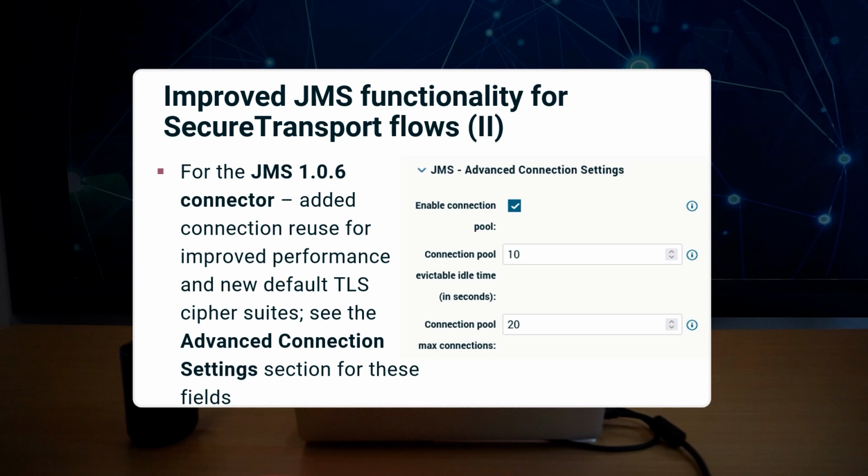For the JMS 106 connector, we've added connection reuse for improved performance and also new default TLS cipher suites. See the advanced connection settings section for these fields, which can be found in the JMS server communication profiles for SecureTransport products.